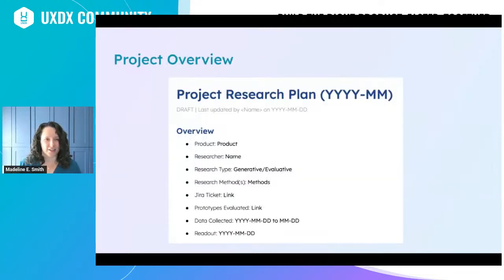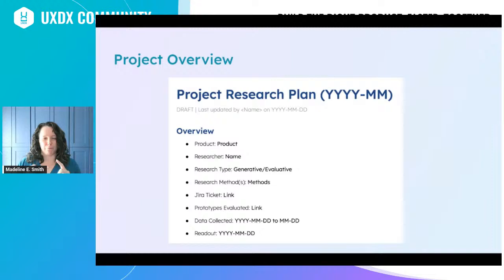The first section is this project overview. I like to use a consistent title in my templates, whatever the project is, including that this is the research plan. I like to include the date that this research is going to be starting, usually with the year and the month. I always include some status of this document. Is this a draft? Has this been approved? When was this last updated and by whom?